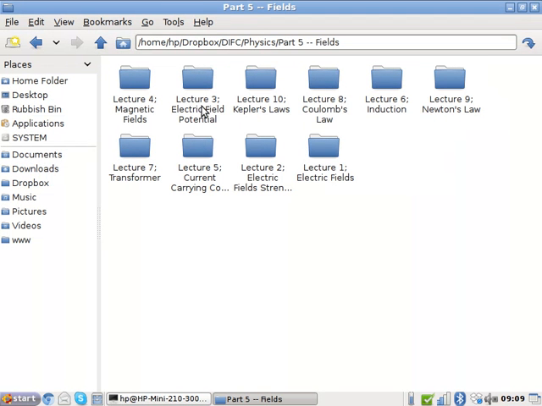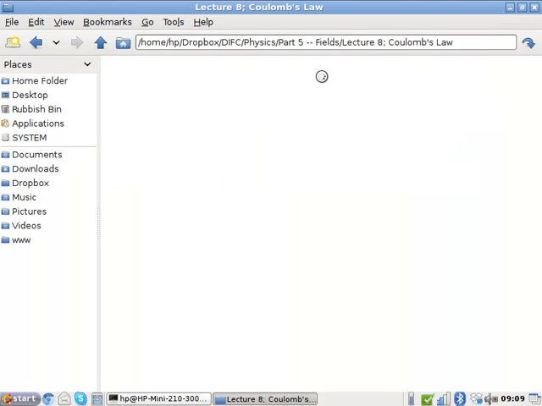I want to do the physics first, yeah. Coulomb's law.